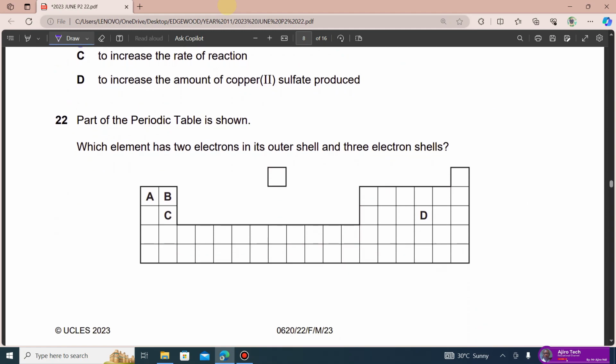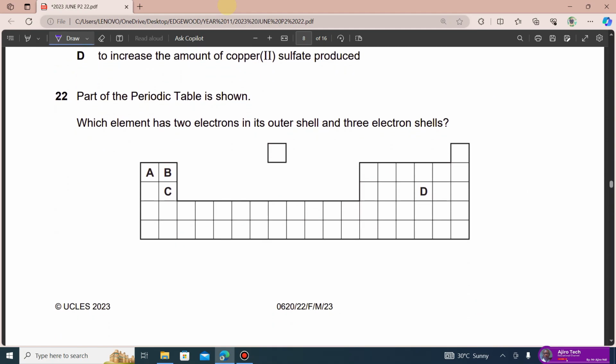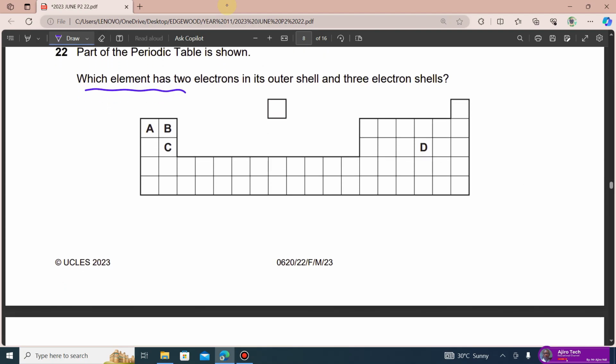Part of the periodic table is shown. Which element has 2 electrons in its outer shell and 3 electron shells? For an element to have 2 electrons in the outer shell, that means it belongs to group 2. That means this is our focus. This is off and this is off.